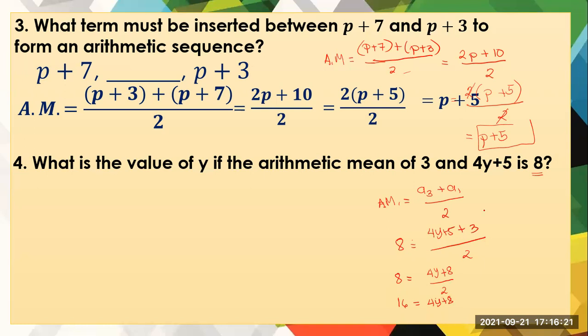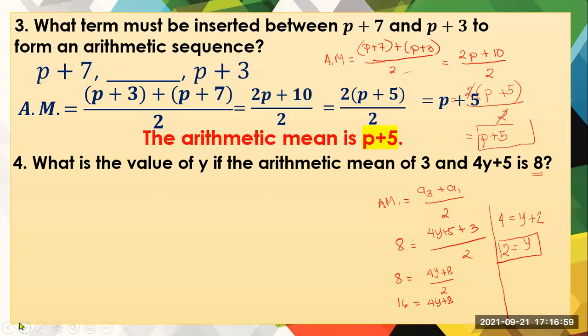You can divide both sides by 4 since all the coefficients are divisible by 4. So 16 divided by 4 is 4. Then 4y divided by 4 is y. And 8 divided by 4 is 2. Therefore, your y is equal to positive 2. Okay, so I hope it's clear. So the value of y here is 2.